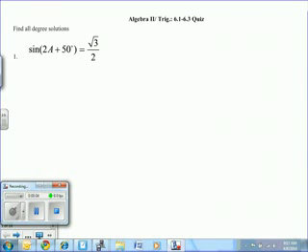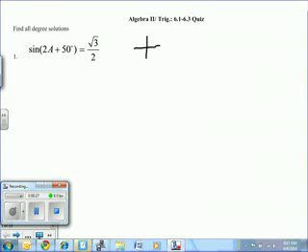All right. On the first set of directions, it says find all degree solutions, and there's no range for theta, which means that you need to make sure that in all these problems you do what? You need to put plus 360n in.